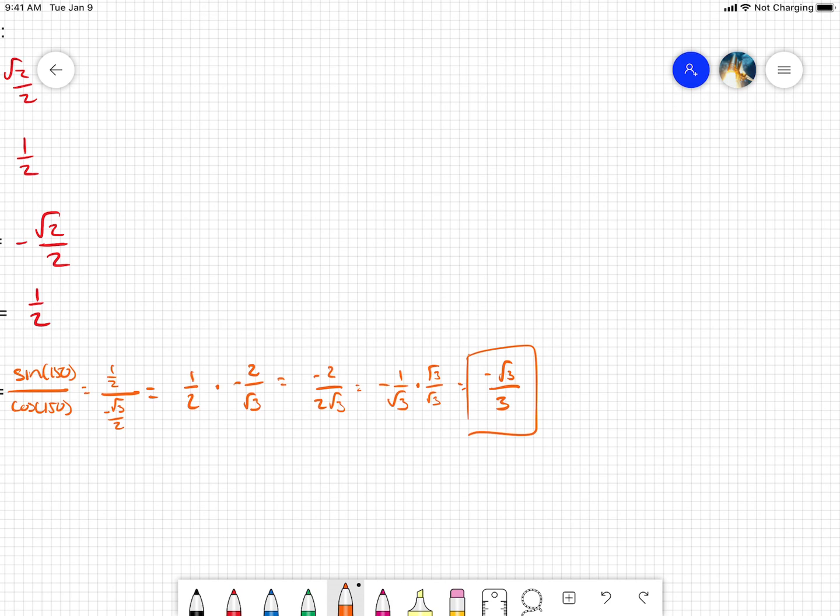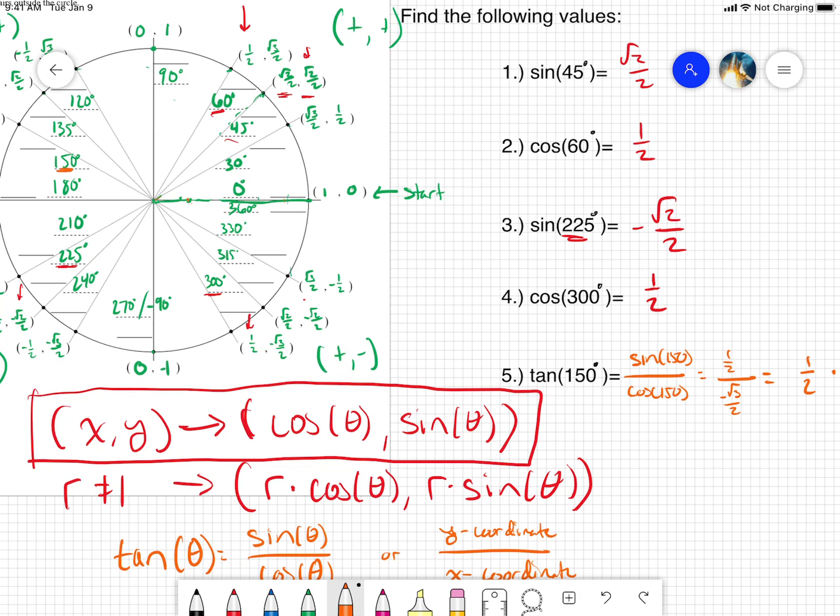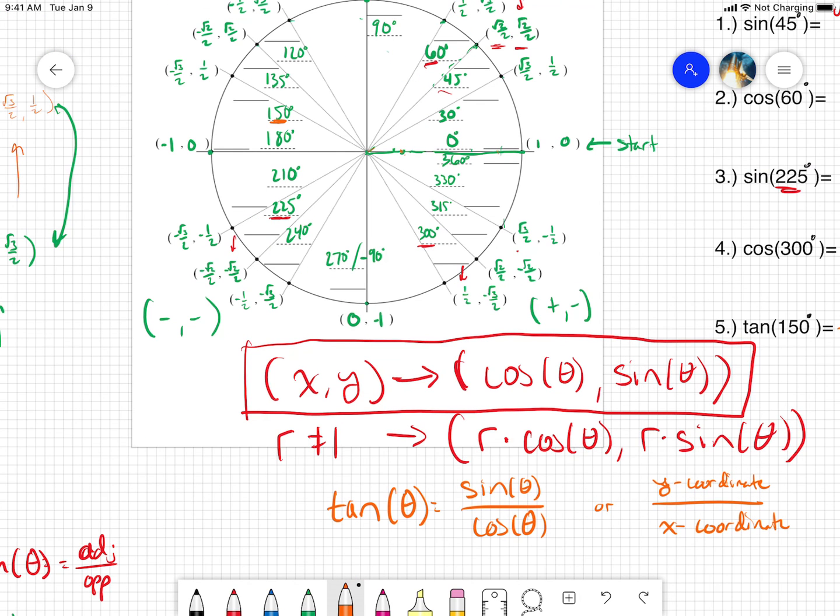Hopefully for some of you this was a review, but if not, I get it. Okay, so you do have one assignment today. If you need help, please feel free to speak up and ask questions. As far as other types of values, please know that the unit circle only works for multiples of 30, 45, and 60. Anything else, it doesn't necessarily work for.